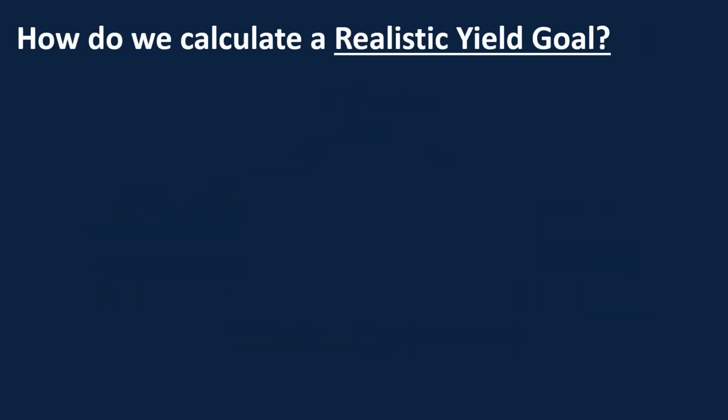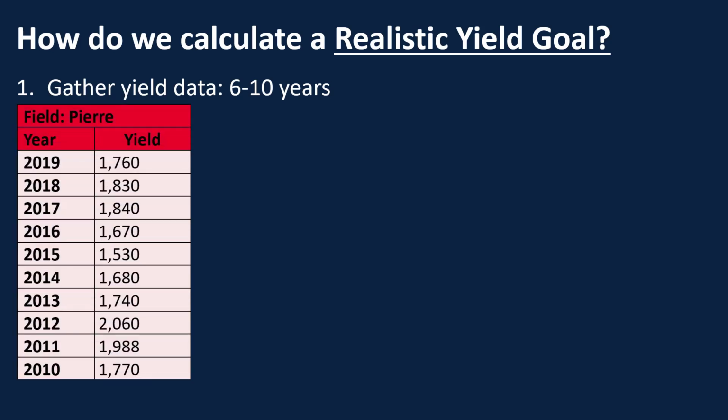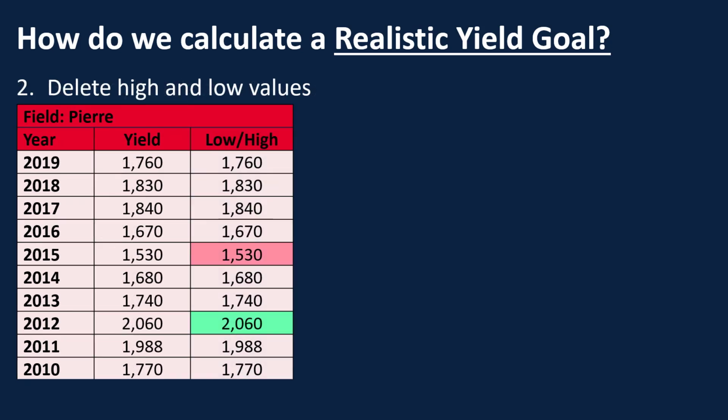So there are several ways to do this, but I'm going to go through one way of how we're going to calculate our realistic yield goal. The first step is we want to gather 6 to 10 years of yield data. And once we've done that, what I normally do is go ahead and put it in a spreadsheet. And we're going to have that yield data going down by years.